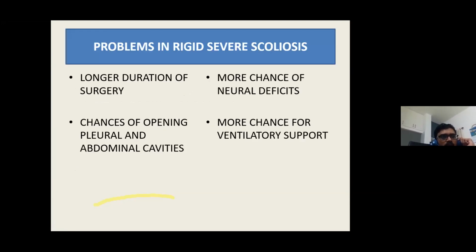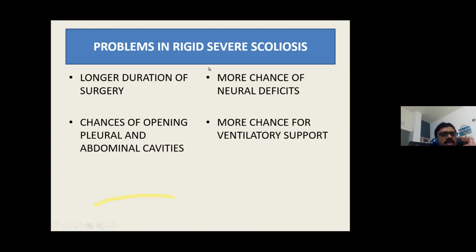Now, the problems that you anticipate in treating a severe rigid scoliosis: obviously you have longer duration of surgery. In our setup we use two surgeons operating simultaneously on either side, so this actually shortens the duration of the surgery, and the amount of blood transfusion that we use, and the amount of time that the wound is exposed to the surroundings. All these can be lessened if we use two competent surgeons on either side.